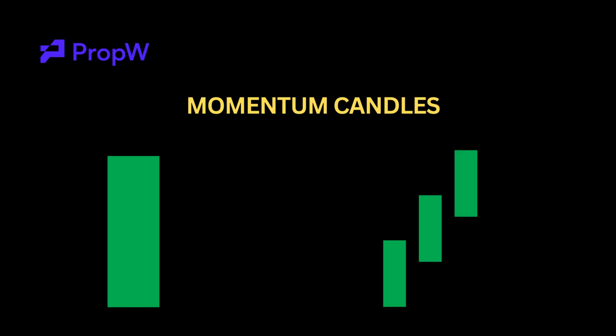The first thing we need to understand is what are called momentum candles. Momentum candles can have many forms, but usually it's one big candle with a large body, or three medium-sized candles, all going in the same direction. These two forms of momentum candles are what we are looking for. Let me show you an example.